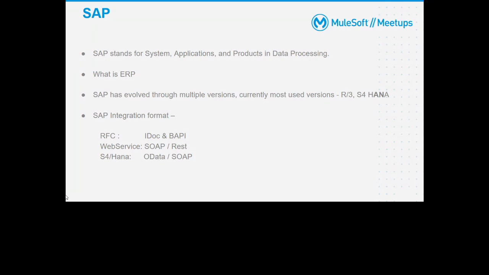Coming to the last topic, SAP integration formats. Today, integration with SAP is possible in various modes. Some of the popular ones are IDoc and BAPI over the RFC protocol, SOAP and REST over the HTTP protocol, and lately on the S4 HANA Suite, we have multiple APIs being exposed on an OData protocol. Basically, OData stands for Open Data Protocol here. So let's go to the next slide, Joydeep.